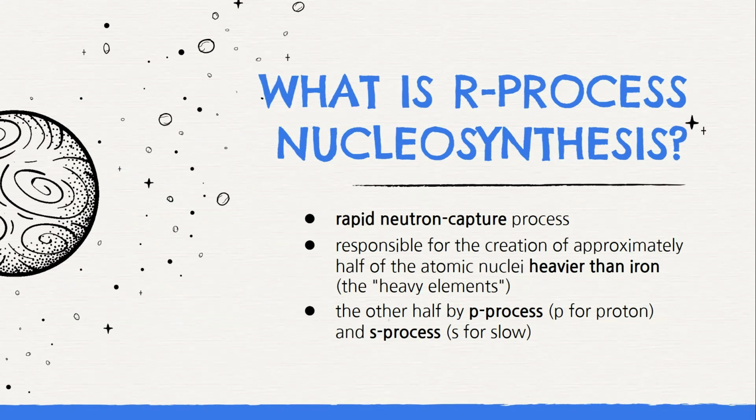So, in R process nucleosynthesis, the R stands for rapid. It's a rapid neutron capture process, and it's responsible for the creation of approximately half of the atomic nuclei heavier than iron, which are the so-called heavy elements. The other half are made by the P process, where the P stands for proton, and the S process, where S stands for slow.